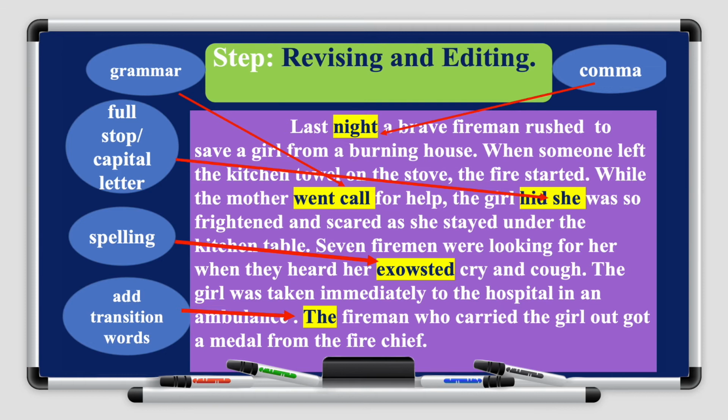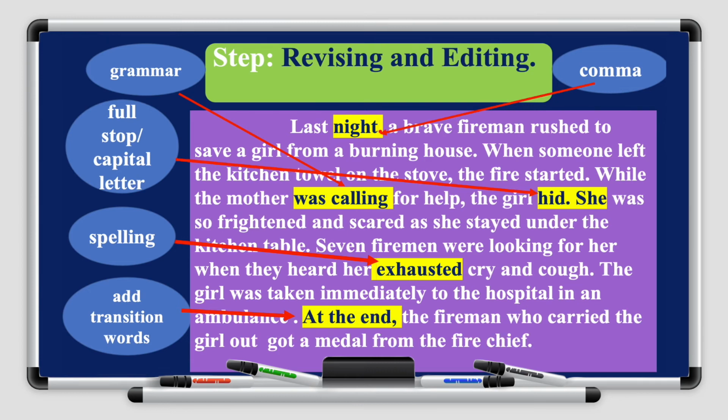So it's time for you now to look at the text and try to guess what are the mistakes or what can you add to that paragraph. Okay, so are you ready? Pause the video and try to guess what can you do with the paragraph. Remember, this is the third step where you revise and edit.